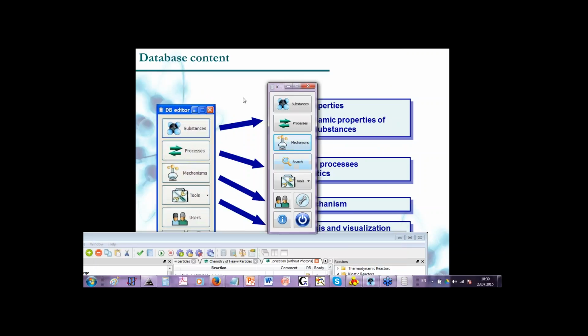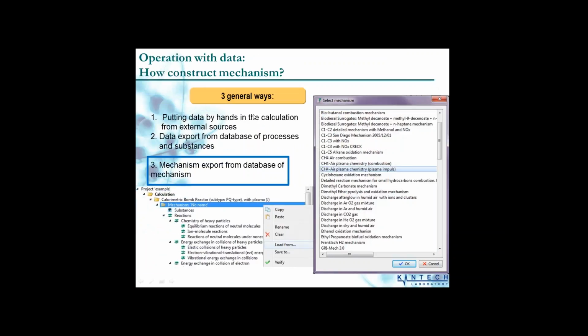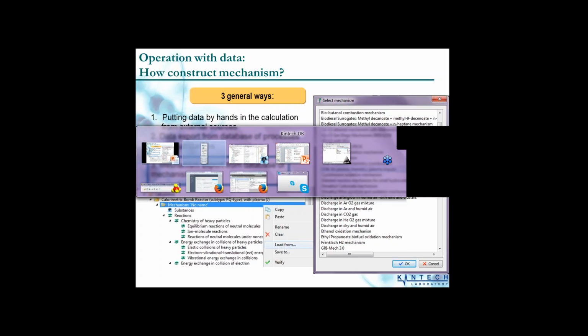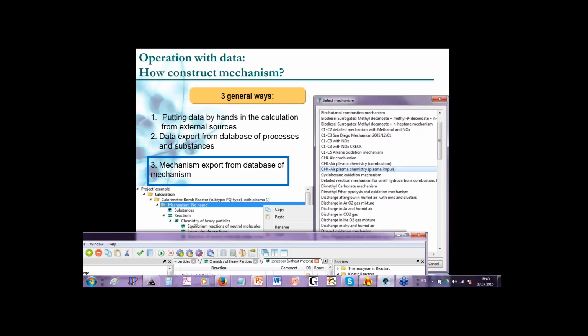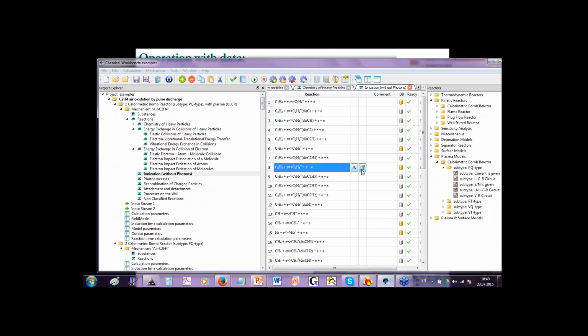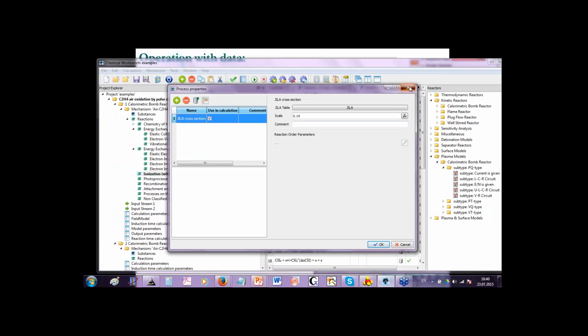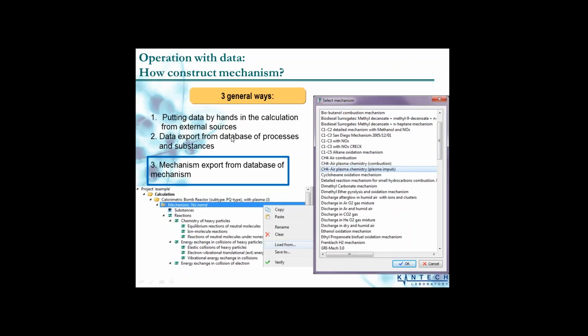Well, how can this database be used? There are three general ways for the construction of the mechanism. One is just putting data by hand into the calculation, for example, from external sources. Okay. For example, you may put an additional reaction here and change parameters of the reaction or cross section. It's the first way. The second way is the data export from the database of the elementary processes.